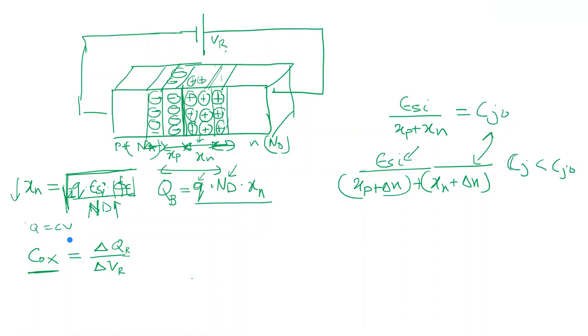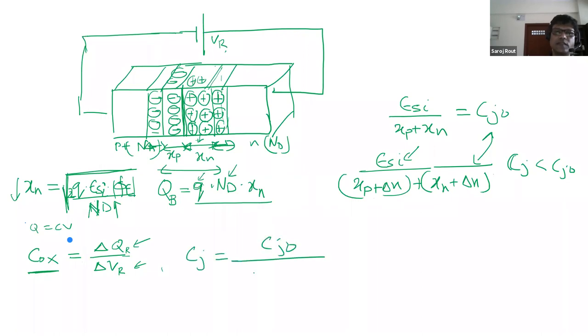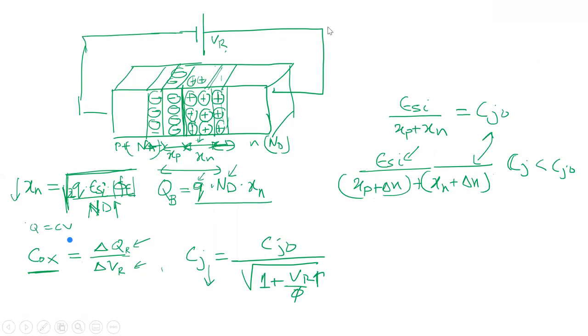So that's the line of derivation. You find out what is the charge now, so you do delta QR over delta VR, and that equation turns out to be this. So as you're increasing VR, CJ is decreasing. Just follow the direction of it. It's not very important to know the exact equation. Everyone still follows here?